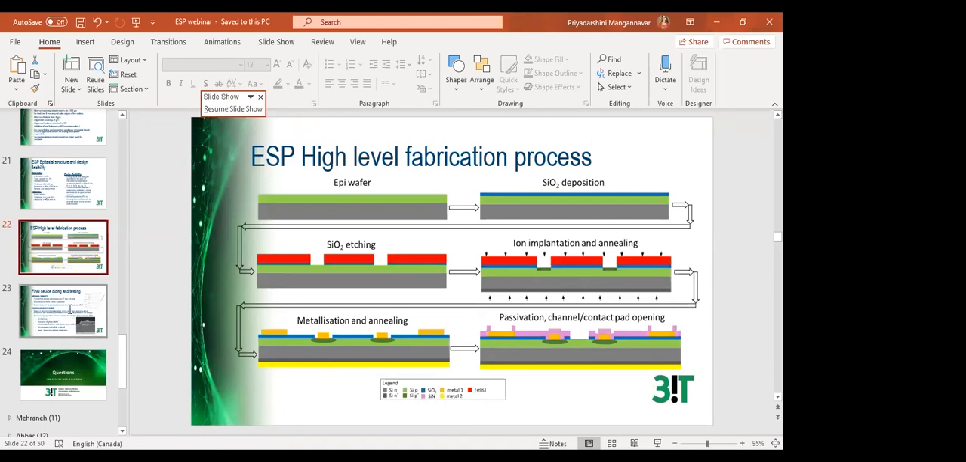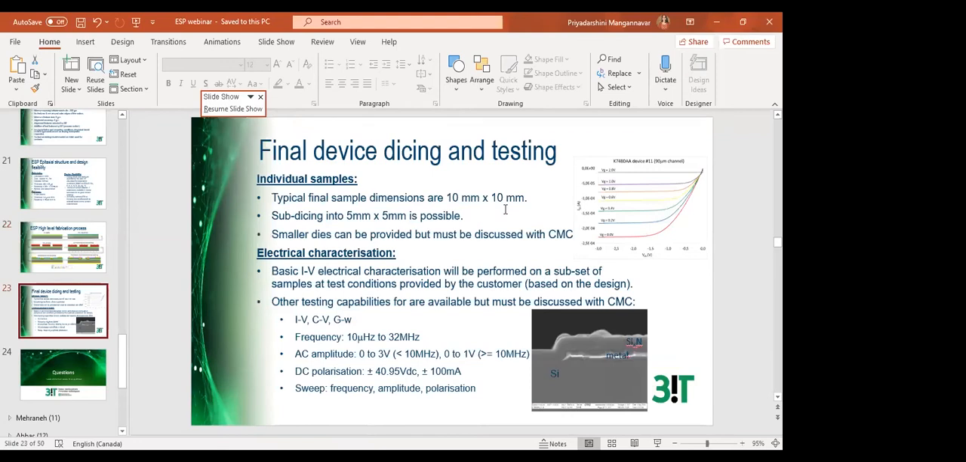So once we've completed that, we need to singulate these dies. Typical dimensions are 1 centimeter by 1 centimeter, but we can always subdice into 5 millimeters by 5 millimeters. A perfect example of that is one of the designs that Priya told us about, which is a little bit smaller. If another die size is required, there's always a possibility of doing that. So that's when we have to talk with Priya to address any other specific requirements that are needed.